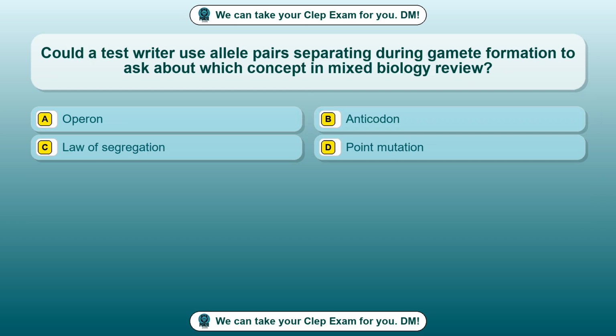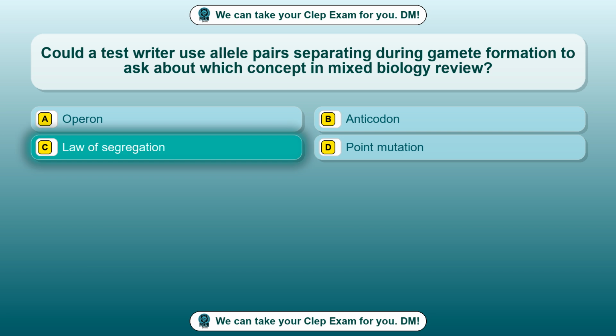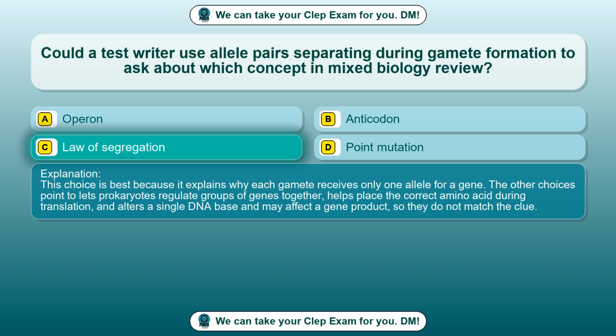Question 100. Could a test writer use allele pair separating during gamete formation to ask about which concept in mixed biology review? Option A, operon. Option B, anticodon. Option C, law of segregation. Option D, point mutation. The correct answer is option C, law of segregation. This choice is best because it explains why each gamete receives only one allele for a gene. The other choices point to lets prokaryotes regulate groups of genes together, helps place the correct amino acid during translation, and alters a single DNA base and may affect a gene product, so they do not match the clue.